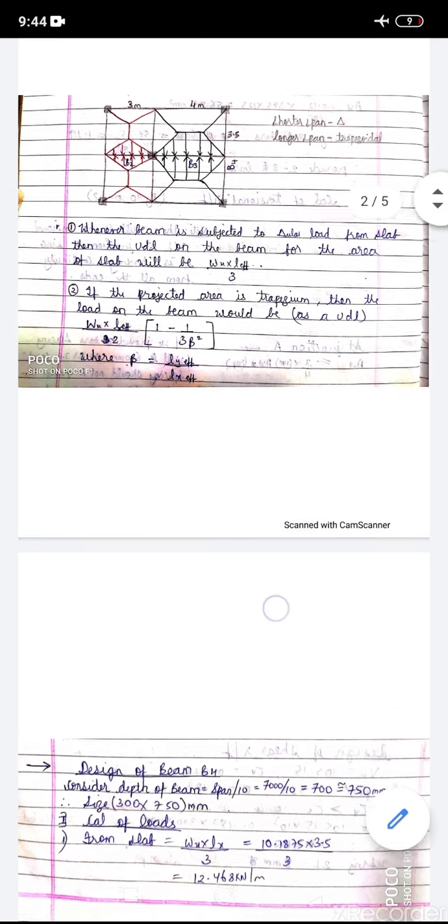Here we can see the beam B4. If you can see my pointer, B4 is a single beam resting on the exterior support columns, and the span of the beam is 7 meters. This is 3.5 and this is 3.5, so the total span of the beam is 7 meters. And one more thing, the beam B3 is resting on beam B4. Okay, so now let us see the design of the beam B4.